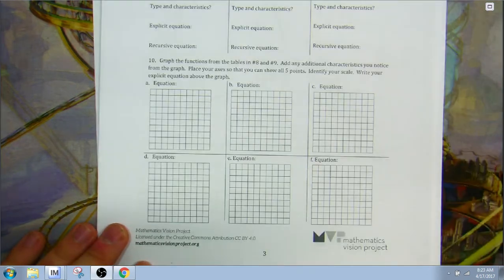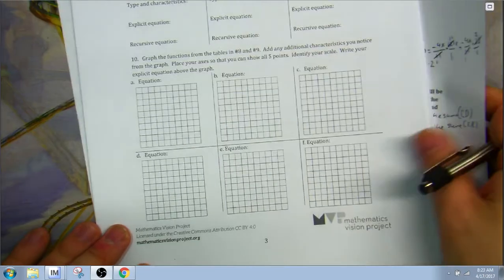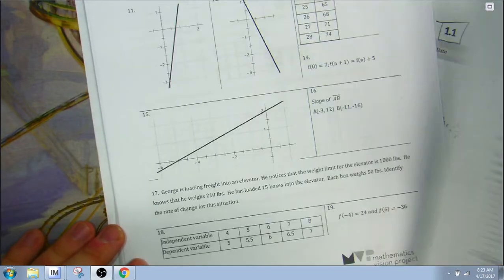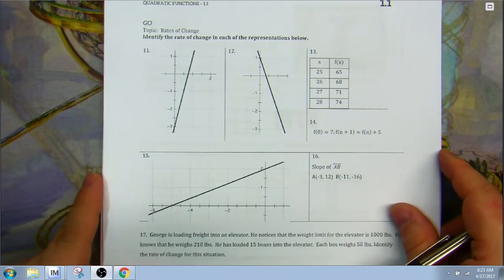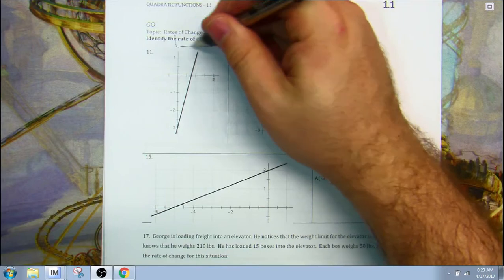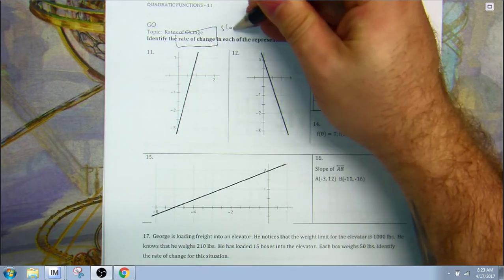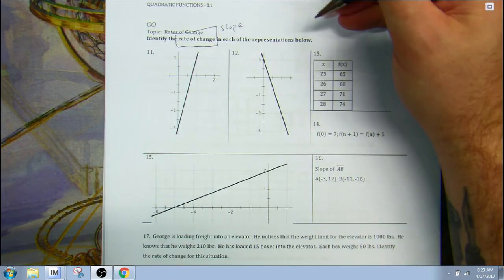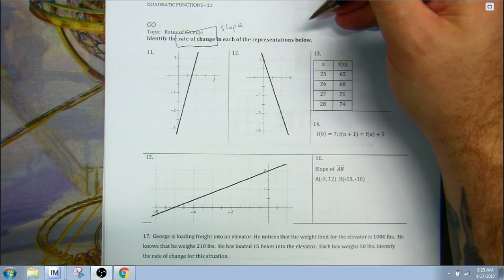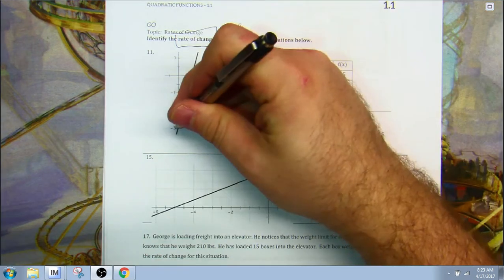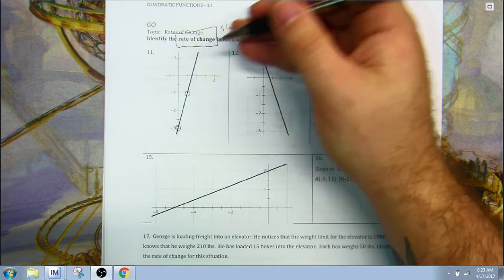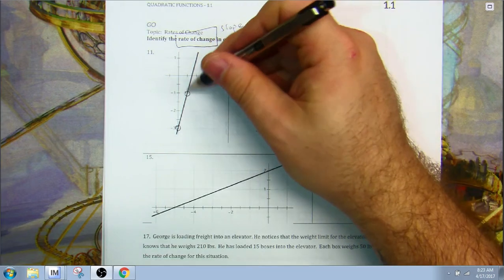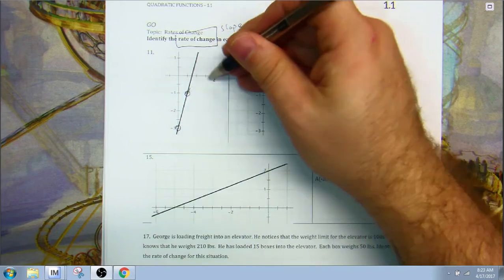Next is identifying rates of change. So rates of change is the same thing as slope. So we just need to be able to find places where it crosses perfectly. I see that it crosses here perfectly. I see that it crosses here perfectly. What is this, a half? What is this? Oh. See, this is 1.